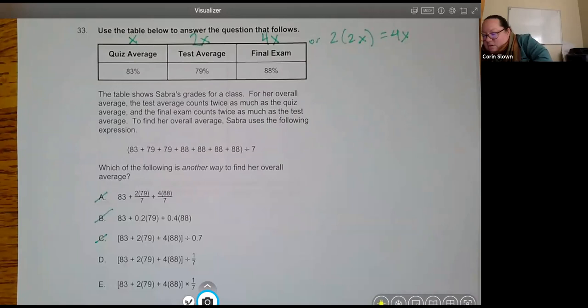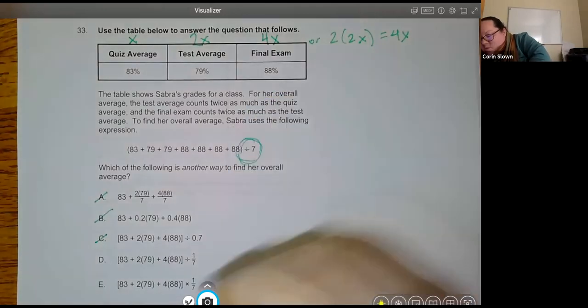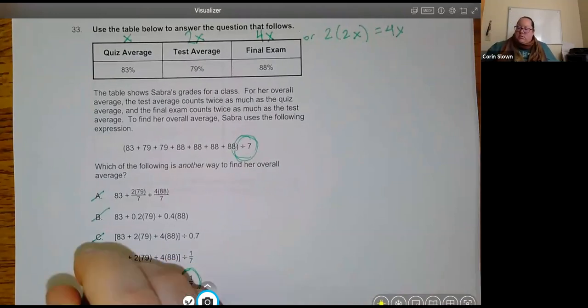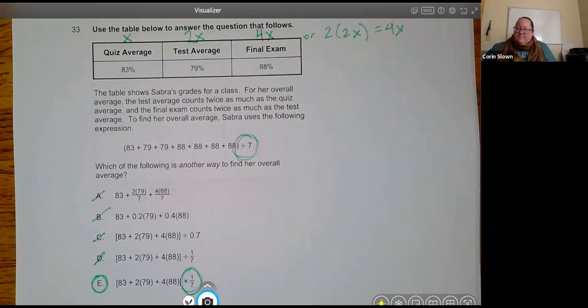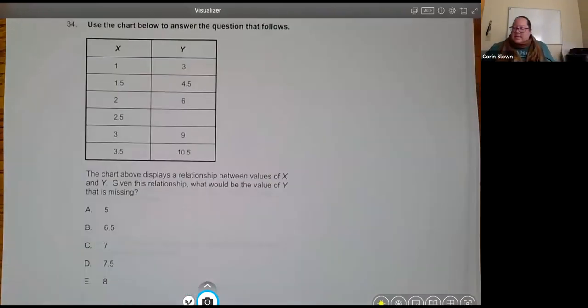And then now we're down to between D and E. Well, in this case, we know we need to divide by 7. So multiplying by 1/7 is the same as dividing by 7. So we know that E is the correct answer. Because this term, if I'm dividing by 1/7, that's like saying this multiplied by 7. And we know that's not correct. So for 33, the correct answer would be E. Okay. Let's take a look at 34.